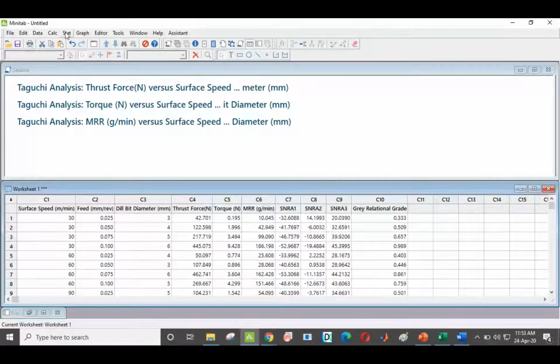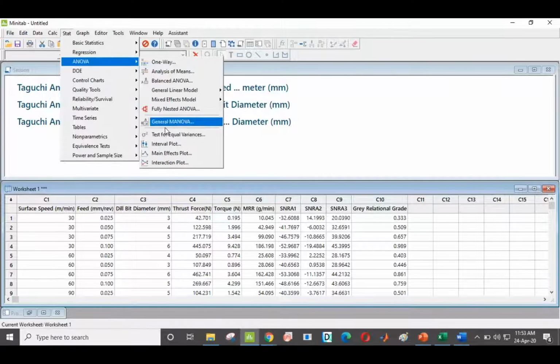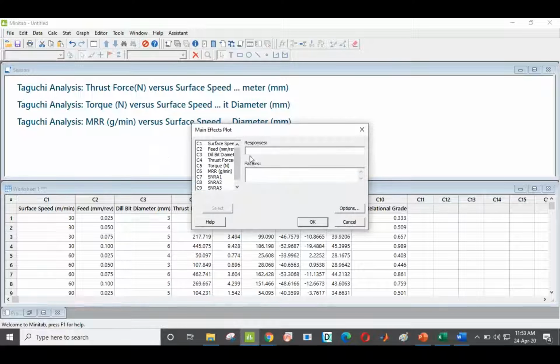Now I am going for the main effects plot. Don't go once again with Taguchi analysis because I am not going to calculate the SN ratio. My aim is to determine the optimum condition, so I am going with the main effects plot. So Stat, ANOVA, main effects plot. The response is relational grade, and the factors are my inputs: surface speed, feed rate, and drill bit diameter.